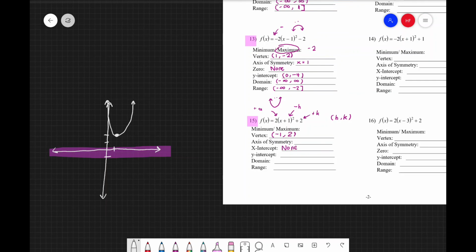And then when I'm sketching my axis of symmetry, the line that will cut it straight in half has to go through that vertex, and that gives me my axis of symmetry. It's a straight up and down line, which is an x equals line, so it is the x value of my vertex. Minimum, maximum. Since we're facing up, we have a minimum value, and the minimum value we have on the y-axis is 2. I get that straight from the vertex.